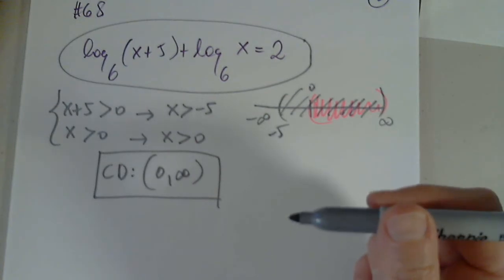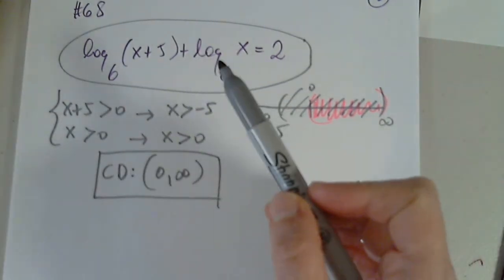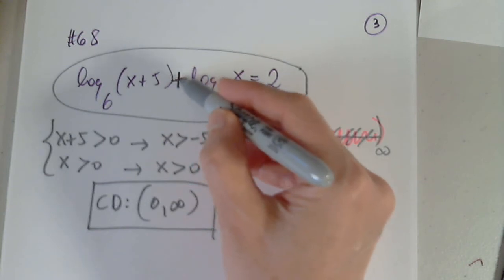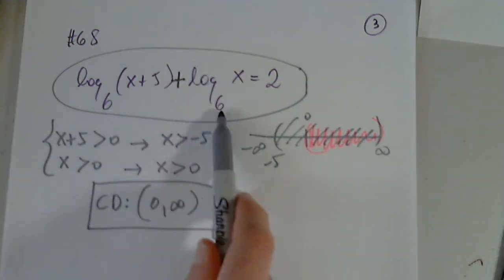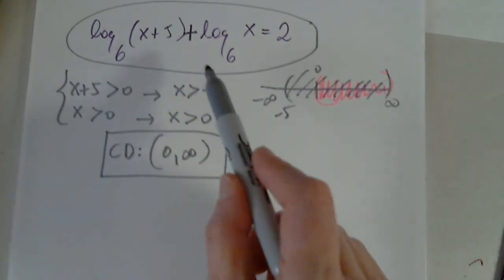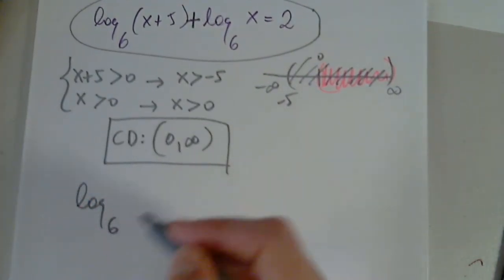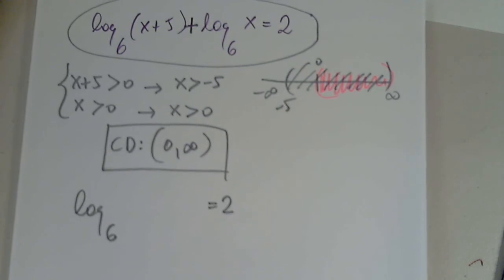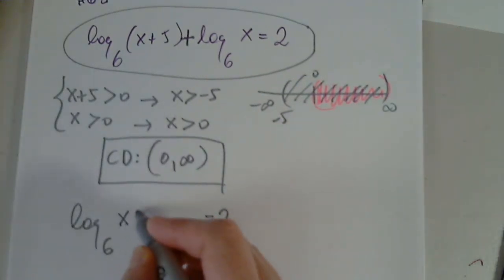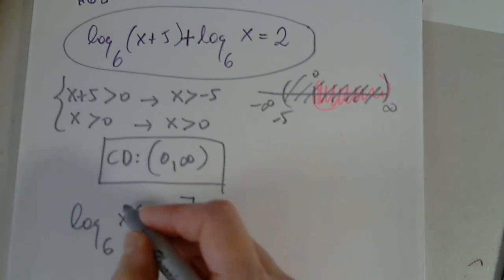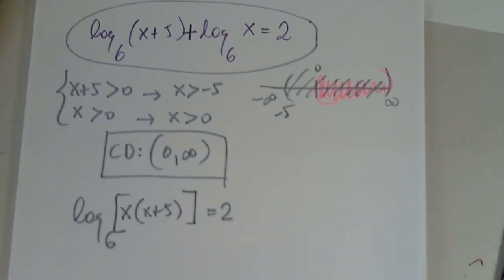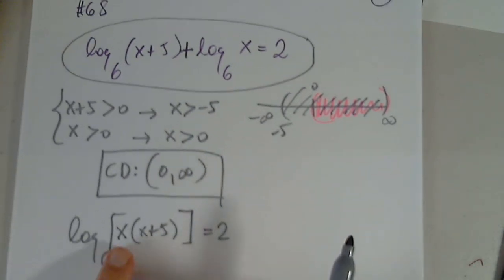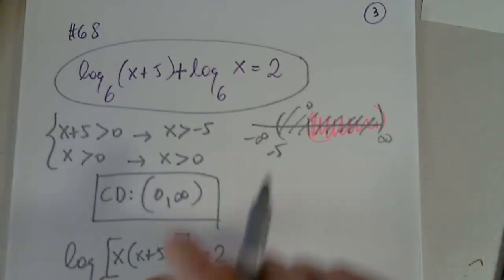Okay. So at this point, I remember that there is a property of log that says that if you have a sum of two logs in the same base, you can condense that as log base 6 of what? Can anyone tell us what to write? It's the product rule. So this will be x multiplied by x plus 5. If you want to put it in brackets, that's fine.